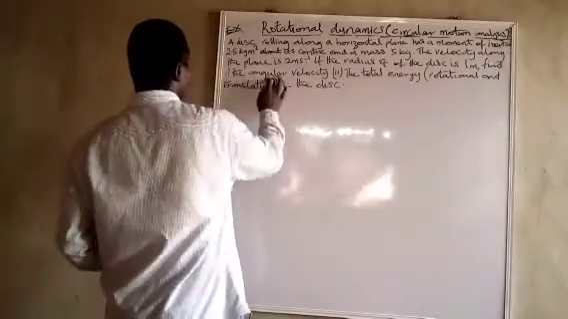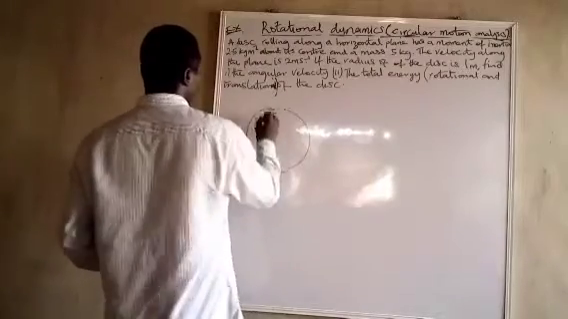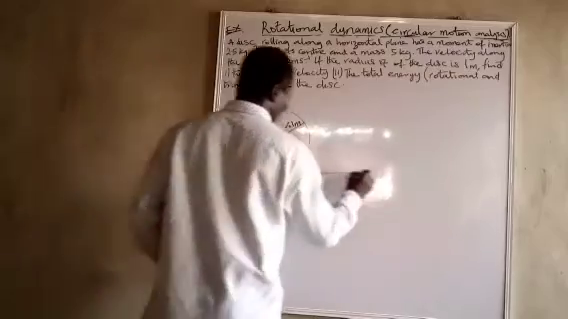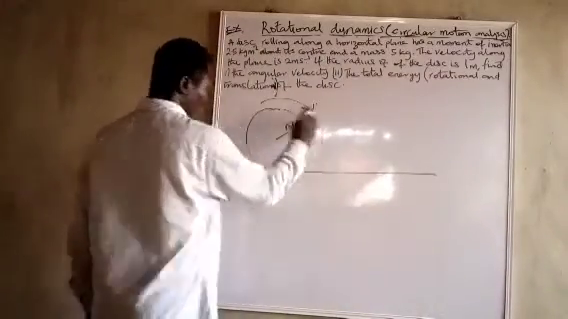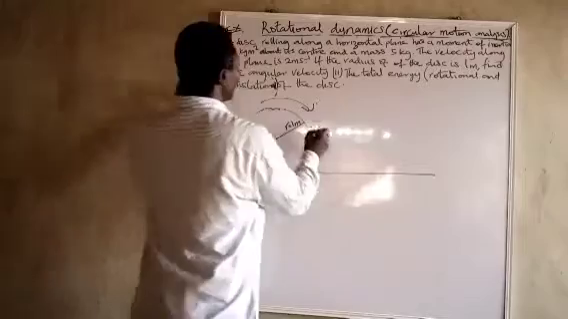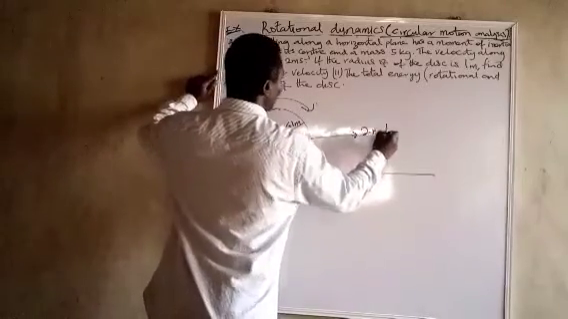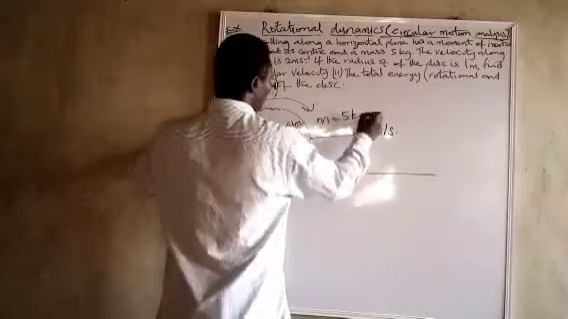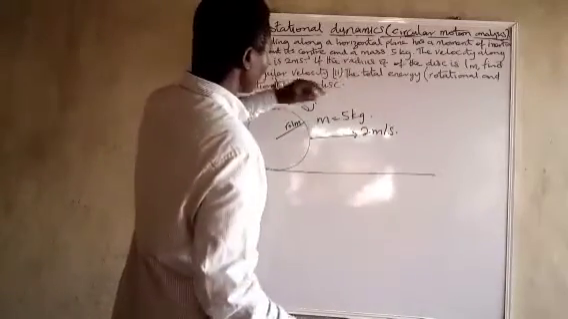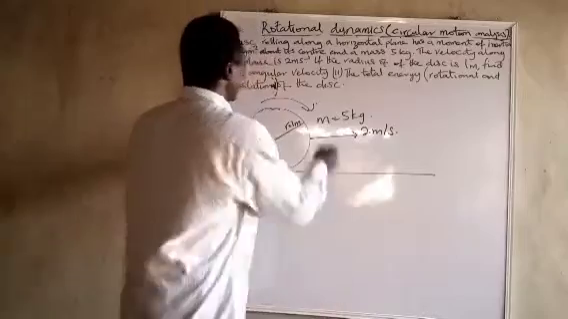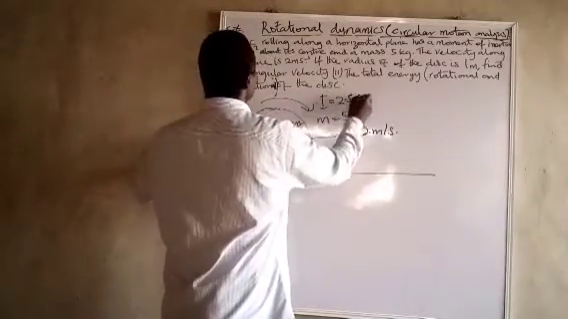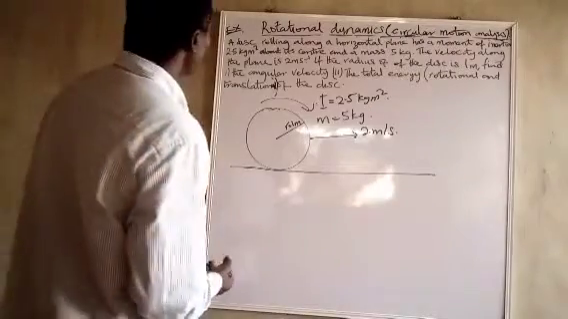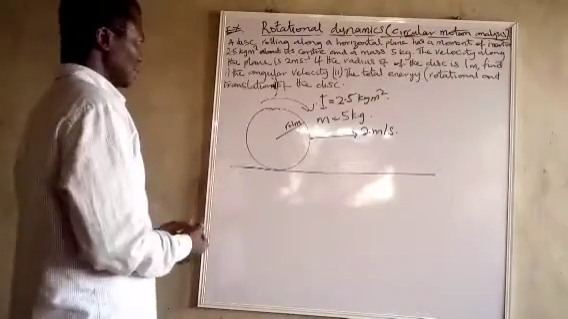So we have a situation like this, and we have a radius of 1 meter, and it is rolling along this plane. And we are told that it has a velocity of 2 meters per second, mass 5 kilograms, and moment of inertia I of 2.5 kilogram meter squared.